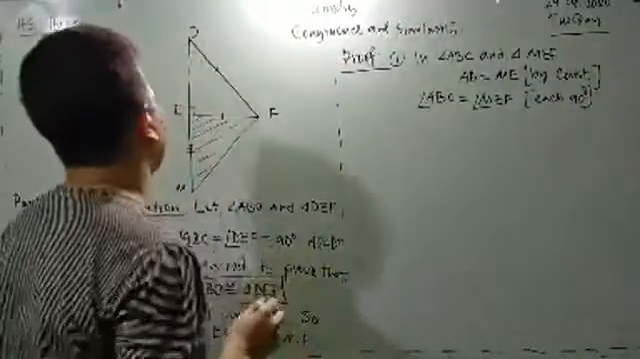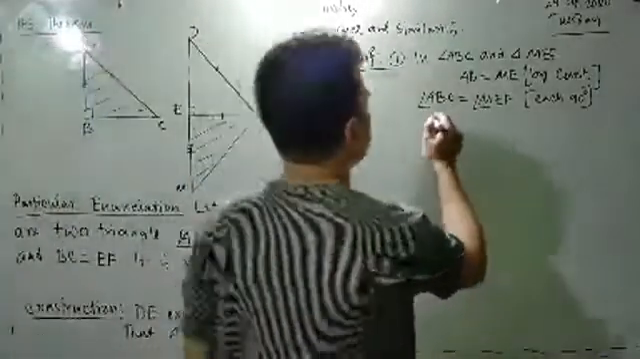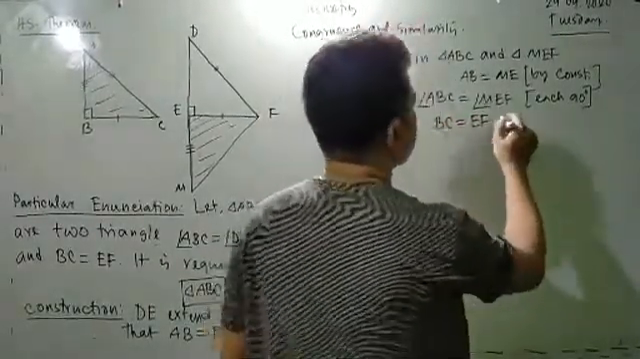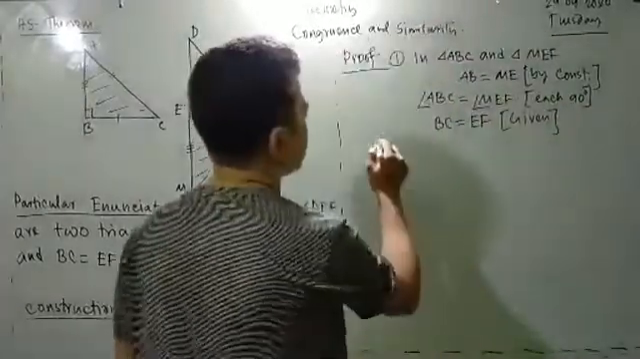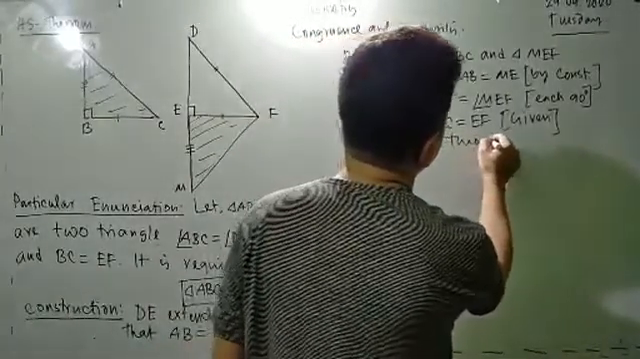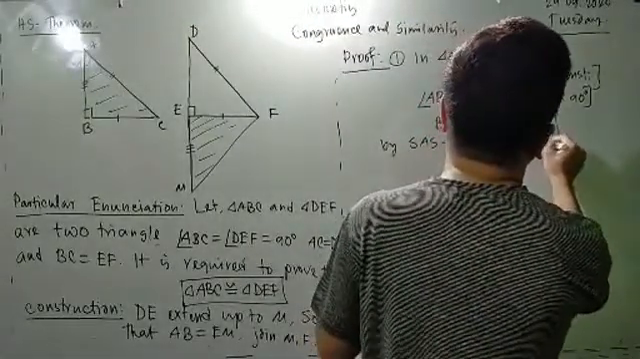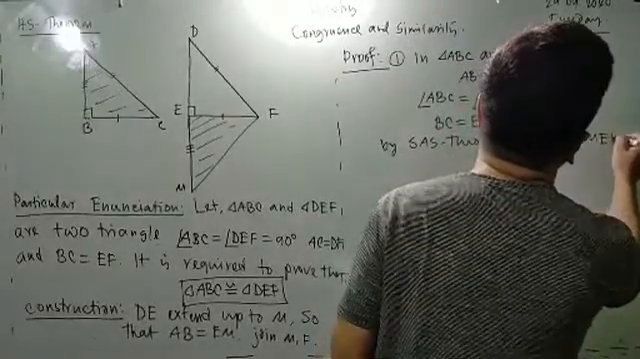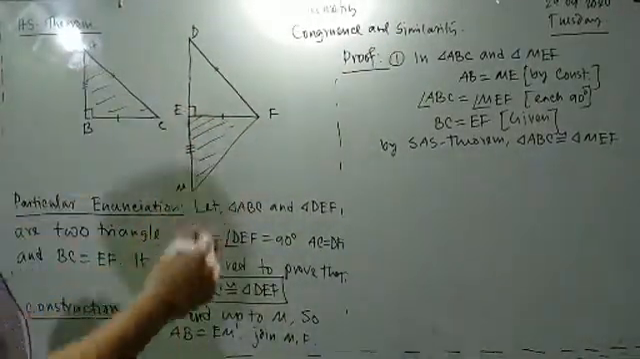Okay, and look at that, BC equals EF. It's already given. BC equals EF, given in the question. Okay, given. So by the SAS theorem, we can say triangle ABC is congruent with triangle MEF. Okay, so we have shown this triangle and this triangle are congruent there.